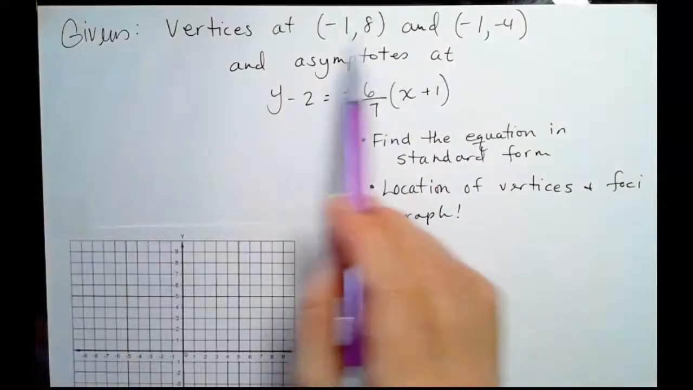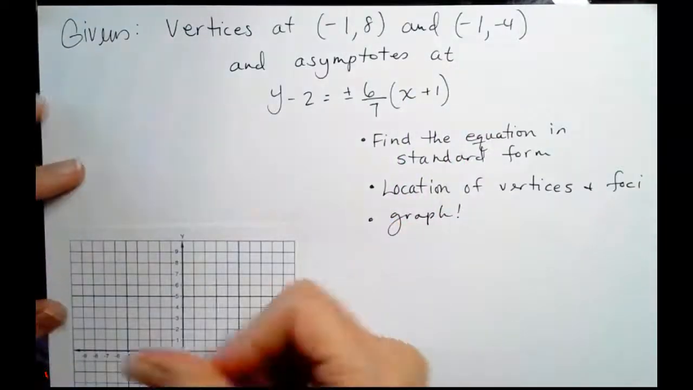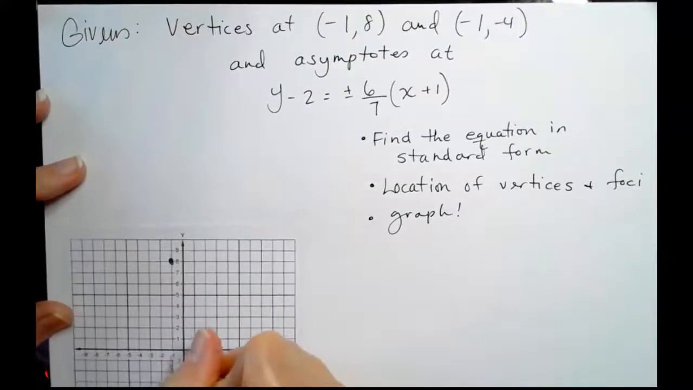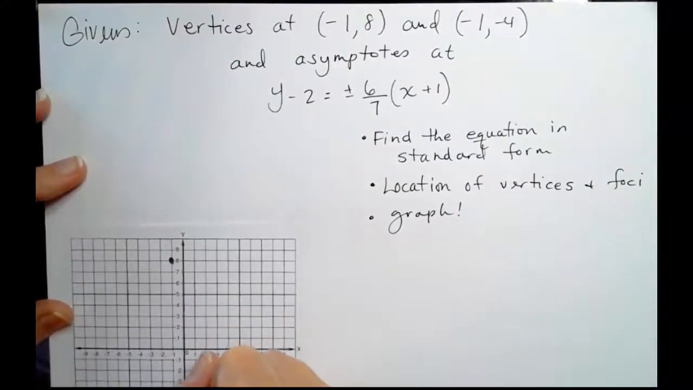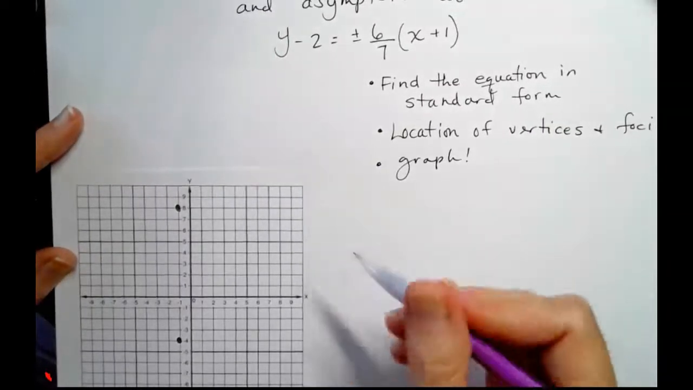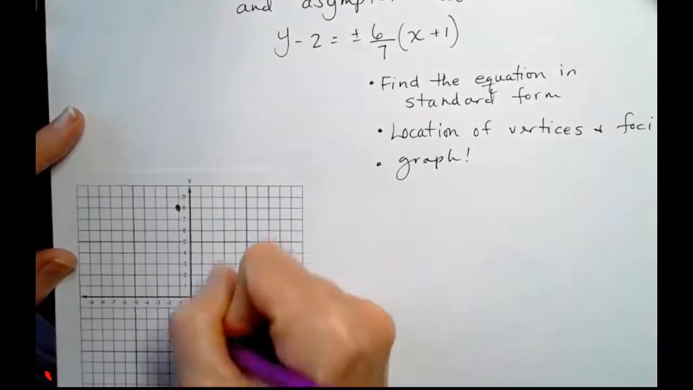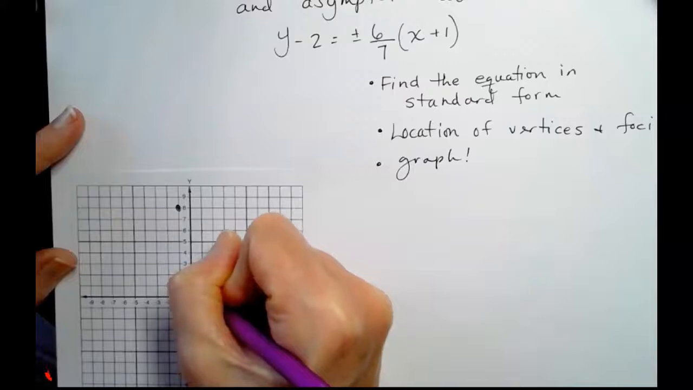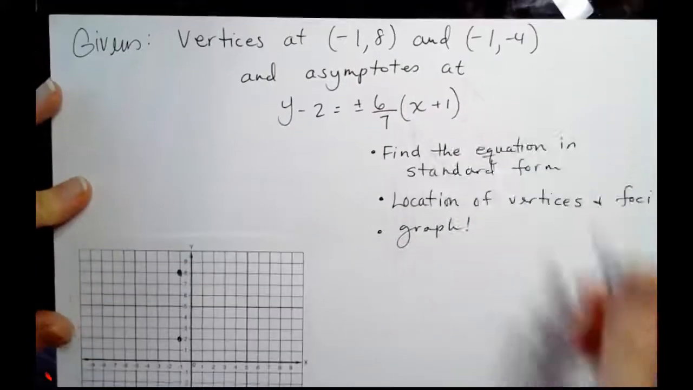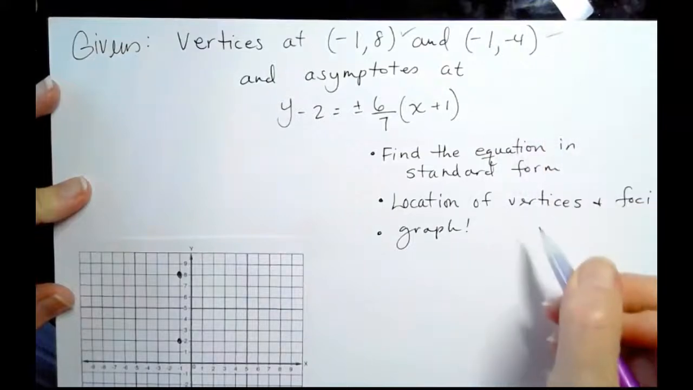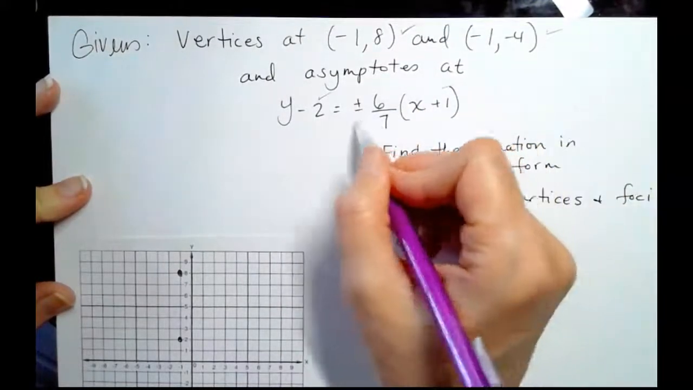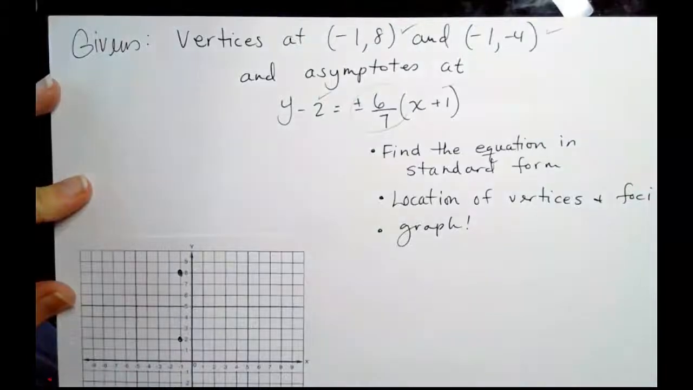So let's first plot these 2 points. So back 1 up 8, and back 1 down 4. And of course the center point, the midpoint in between those 2 points, is going to be at negative 1, 2. So let's go ahead and start writing down some of the givens. All right, so we've used both of those pieces of given information, and we've used the h and k. We're going to use that slope next.